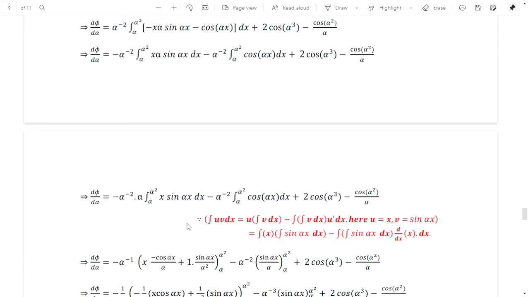Now let us see how to evaluate this integral. This integral we are doing with respect to x. So this is having a product of two functions. So we have to apply the u into v formula. We know that integral of uv dx is equal to u into integral of v dx minus integral of v dx into du by dx. Here u is equal to x and v is equal to sine of alpha x. This integral is not there. By mistake it had come.